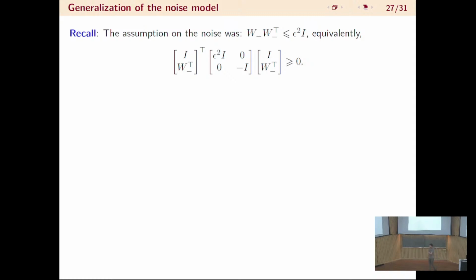So recall that before, our assumption on the noise was the following: W minus times W minus transpose is less than or equal to epsilon squared times the identity, because that was equivalent to W minus having norm less than epsilon. By doing some matrix multiplication, I can equivalently rewrite that as this matrix inequality.